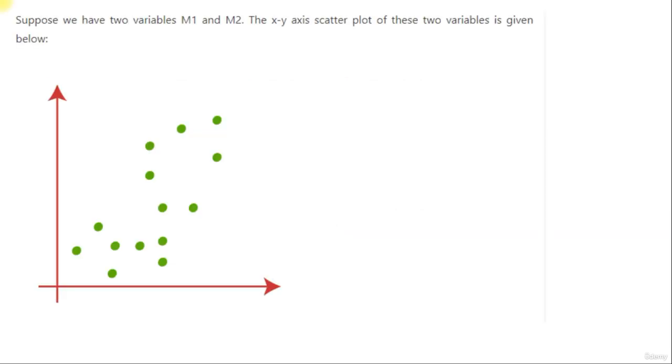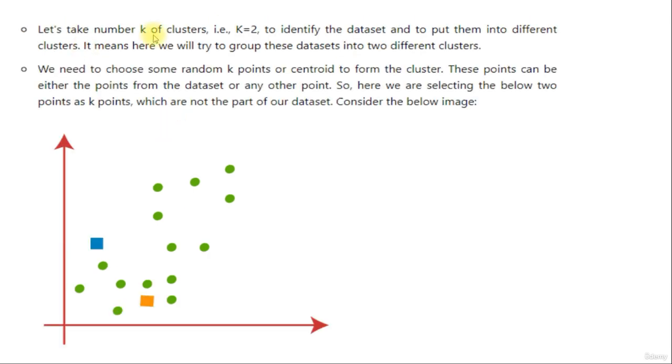So let us understand this. Suppose we have two variables m1 and m2. The xy axis scatter plot of these two variables is given below. So this is a scatter plot. Now let's take the number k of clusters. We want to make two clusters out of the scatter plot and the dataset and to put them into different clusters. It means here we will try to group these datasets into two different clusters.